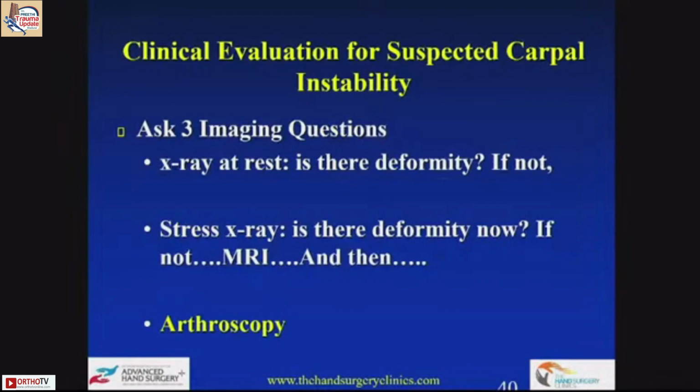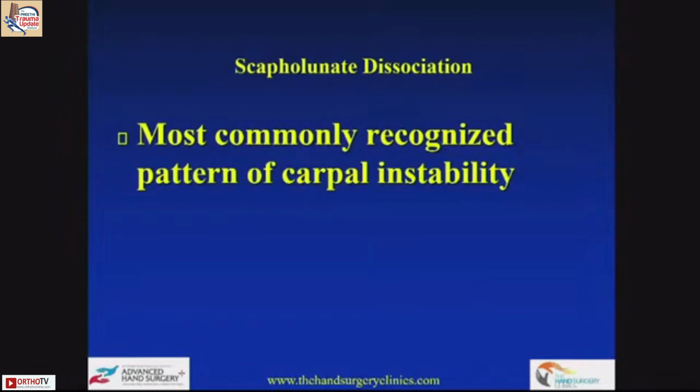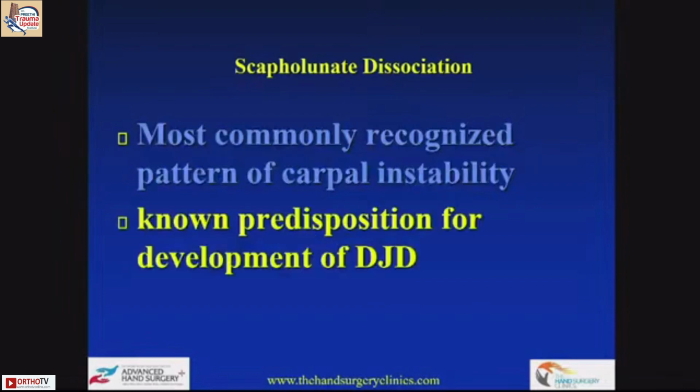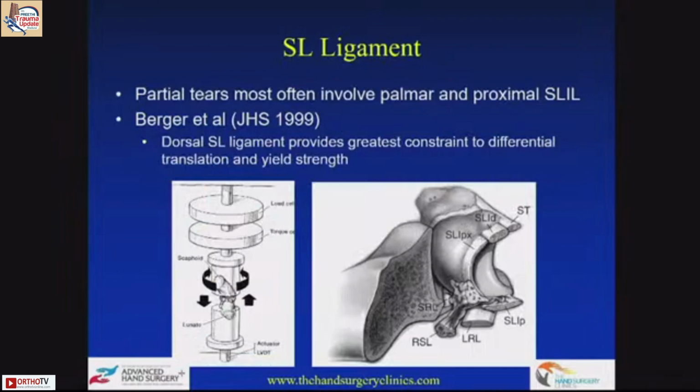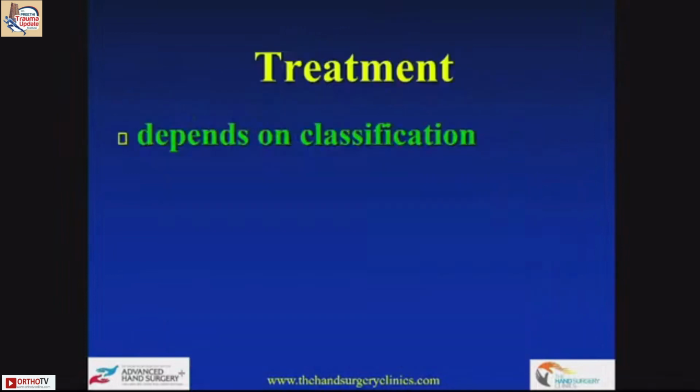Based on the answers to these questions, if the diagnosis is clinched as scapholunate ligament injury, the next natural step is arthroscopy. We should treat this because there is a known predisposition for development of arthritic changes. Most of the procedures aim to repair the dorsal aspect of the scapholunate ligament because that is the strongest and the most robust part of the ligament.